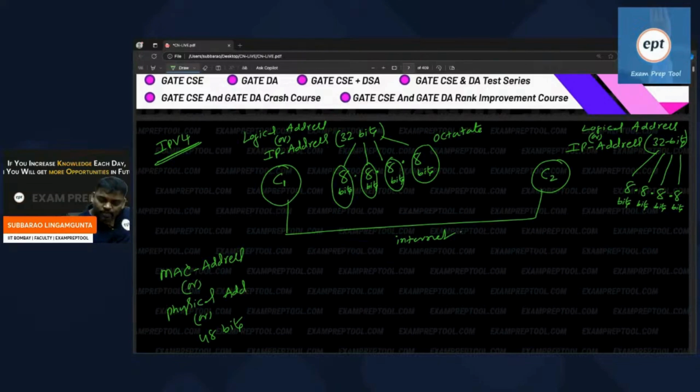So like this, 8 bits, 8 bits, 8 bits, like that 6 times. One more 8 bits. 6 times 8, 48. You may say, sir, why don't they communicate with the physical address? Hardware level means some serious problems will come. Everything is possible, but it will become more difficult.